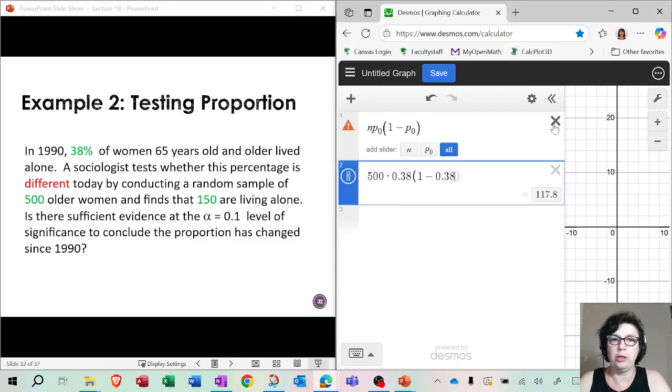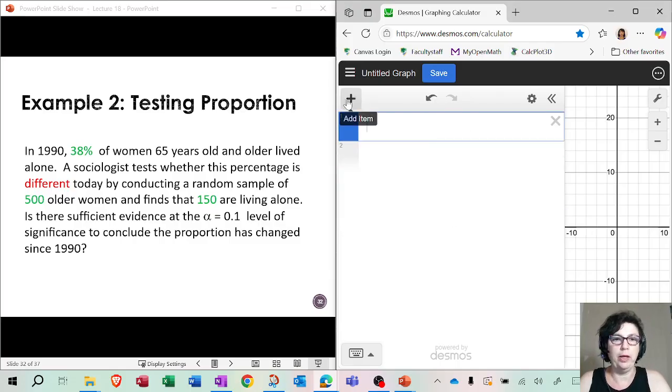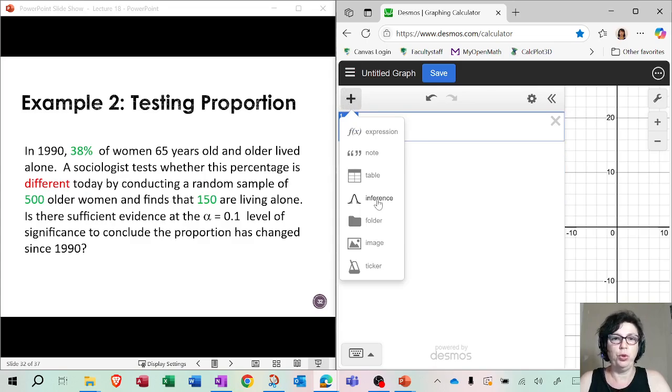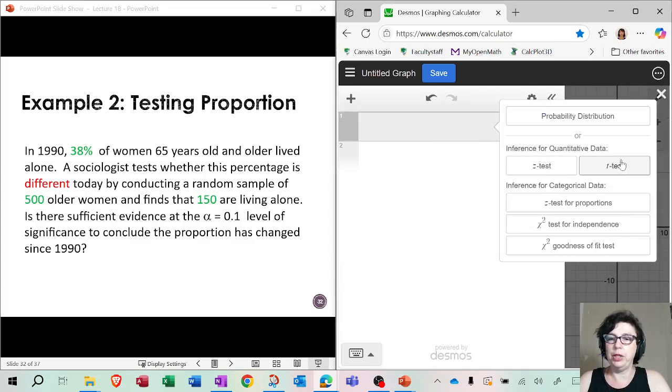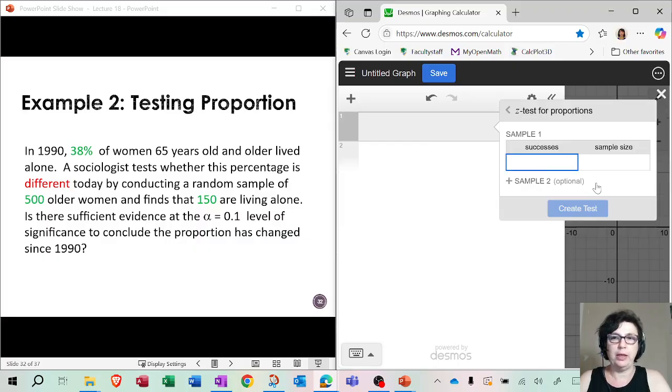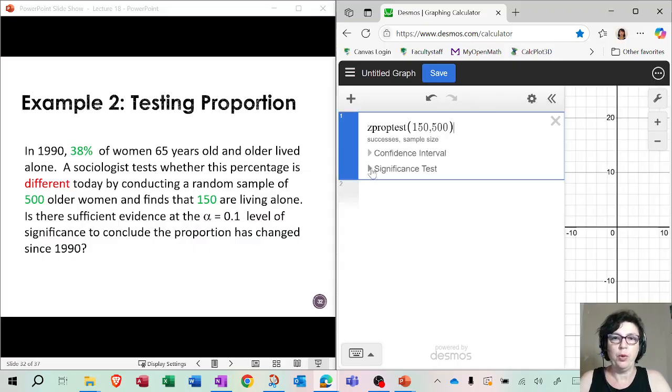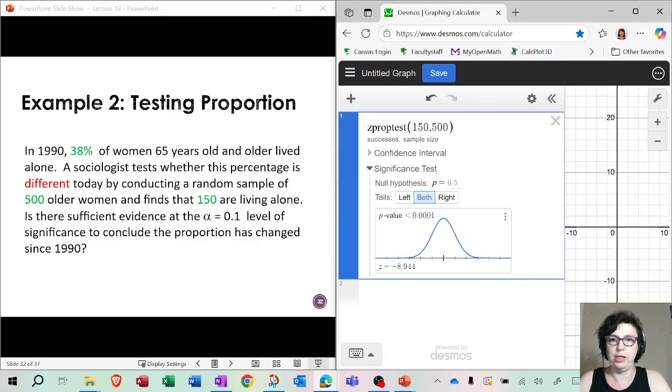We're going to go ahead and start testing. What do we do? We click on the plus sign, we go to inference, and then, because it's proportion, z-test for proportion. The successes here would be 150 out of 500. Then we click on create test. Let's expand the significance test menu.